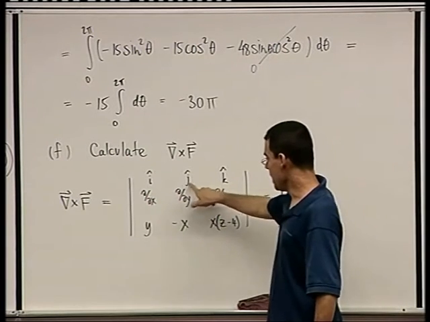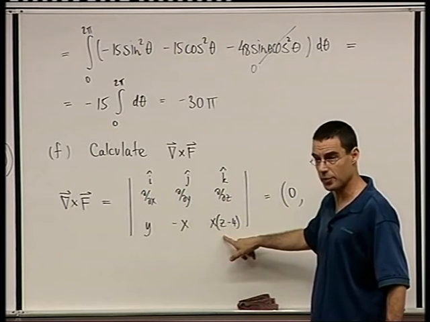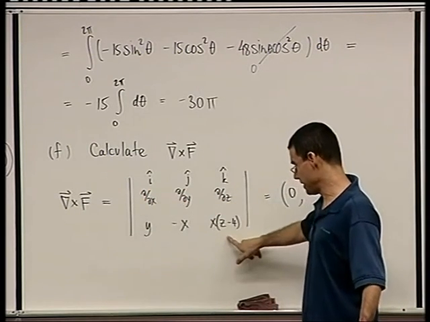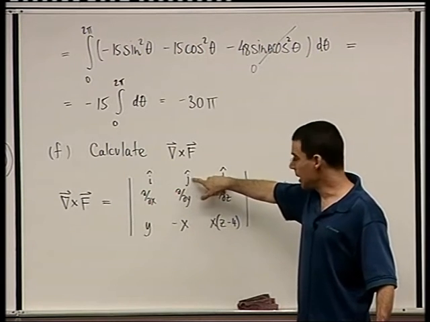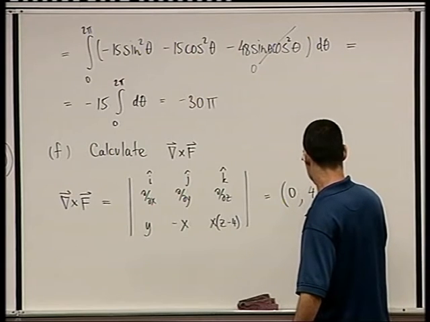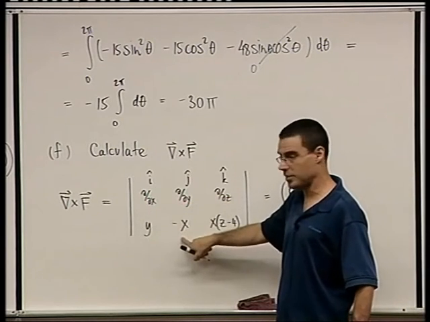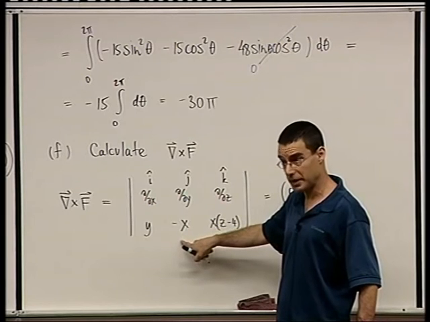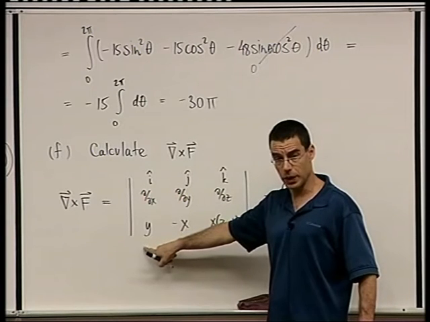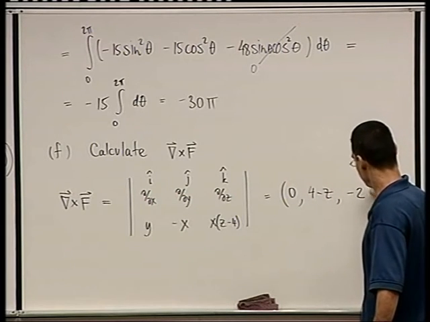J component, the derivative with respect to x of x times z minus 4, which is just z minus 4, right? Minus the derivative with respect to z of y, which is 0. So it's just z minus 4, but it's in the j part, so we need to throw in a minus, right? Plus, minus, plus. So it's 4 minus z. And then in the k component, we have the derivative with respect to x of minus x, which is minus 1, minus the derivative with respect to y of y, which is 1. So it's minus 1, so it's minus 2. Do you agree?